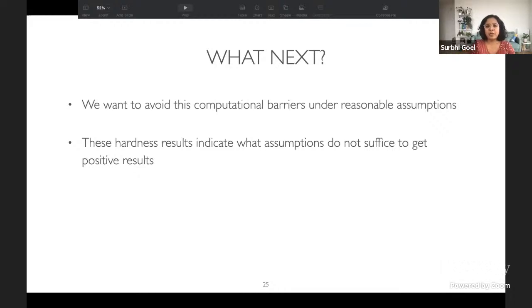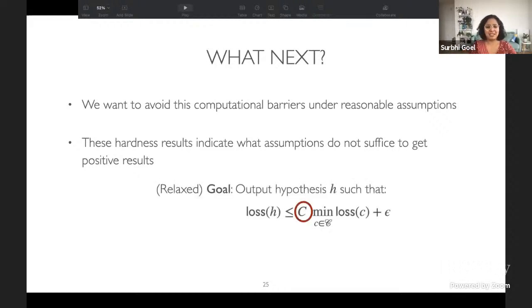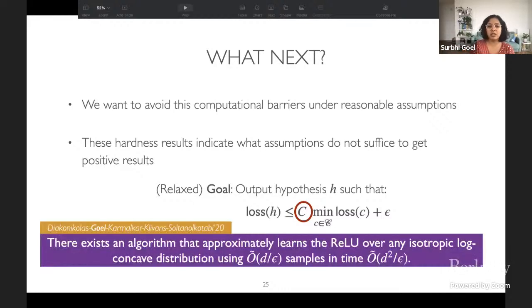So we could go in many directions to see what kind of assumptions we can make to get reasonable results which are actually meaningful. For example, you can look at a relaxed goal. We were very stringent about our hypothesis H, which is to be competitive with the best possible hypothesis in our class up to epsilon error. If we relax this to order opt kind of guarantees, a constant factor approximation, then there are some results, improved subsequently, showing that you can do this in polynomial time.